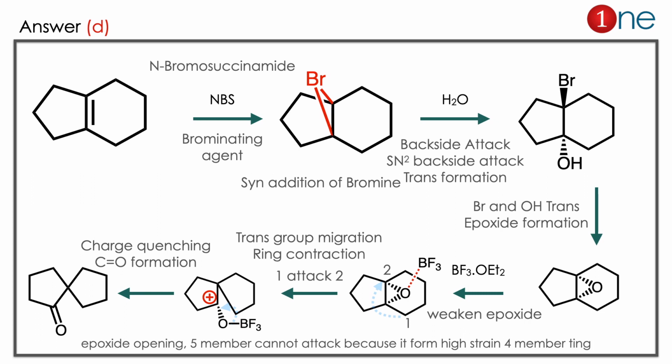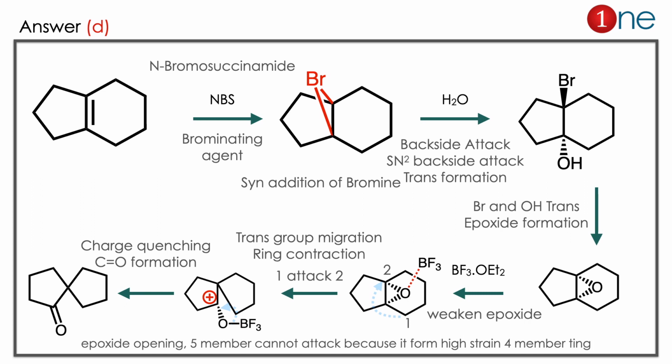Then Br and OH are trans, so you should expect epoxide formation. The epoxide is formed below. Next step you are using the BF3. BF3 weakens the epoxide. The epoxide is very vulnerable because it's a strained 3-member ring. So the ring opens. What really happened is the trans group attacks and the ring opens. So the ring contraction happened there. The ring contracted, so both sides will be 5-member. Then you have the cation. The cation is quenched as the ketone. BF3 leaves, and ketone formation will be there. So the answer is clearly D.